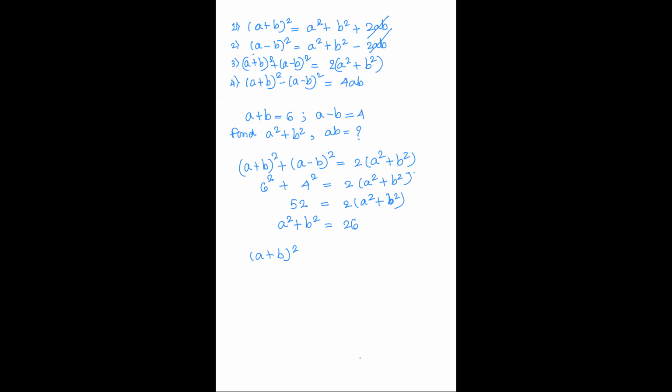a plus b the whole square is equal to a square plus b square plus 2ab. ये देखो, जो ab हम लोग को फाइंड करना है ना, वो हम लोग को फर्स्ट फॉर्मूला में भी नजर आता है ना. a plus b the whole square which equals 6 square, a square plus b square, so we have just found it out, that is 26, plus 2ab. So we get 36 minus 26, which equals 10, is equal to 2ab. So ab is equal to 10 by 2, which equals 5. We got the value of ab equals 5.